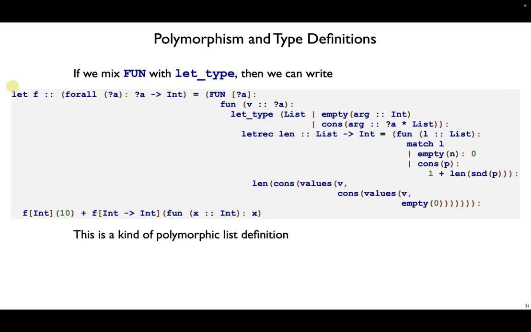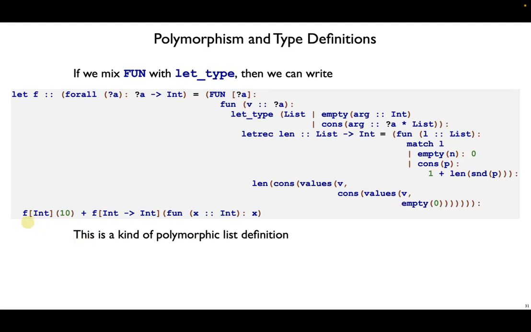Overall, we have let f, which has type for all a, function a to int. And f is equal to this big fun of a with the body inside of a little fun, which takes in a v of type a. And finally, at the end, the result of calling f will be the value of this call to length with two cons pairs and then an empty on the inside.